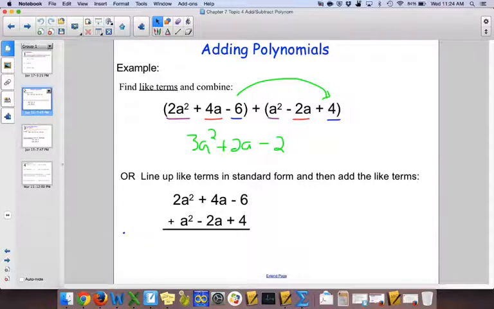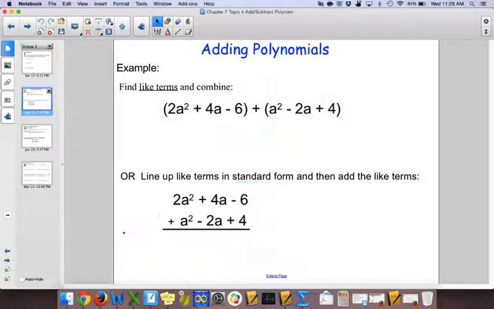Another way to look at it, kind of like adding and subtracting, like you learned way back when, is to line up the terms by putting one on top, one on the bottom, which we call standard form, and then add the like terms. So we're kind of going down instead of across. It's going to come out the same. 2a squared plus a squared is 3a squared. 4a plus negative 2a is positive 2a. And then negative 6 plus 4 would be minus 2. You guys can choose to do it whichever way makes the most sense for you.